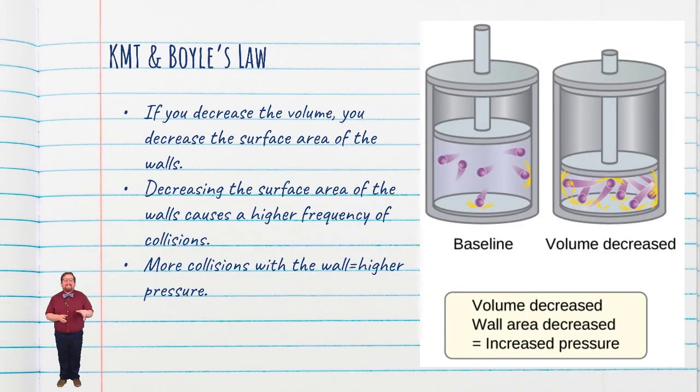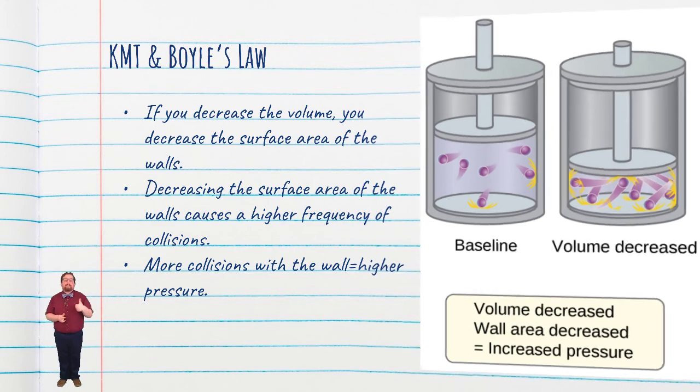Finally, Boyle's law said that the pressure and volume are inversely proportional. When we increase one, the other decreases. If you decrease the volume, you're decreasing the surface area of the container walls. When you do that, you cause a higher frequency of collisions. When you have a higher frequency of collisions, you have a higher pressure. Therefore, decreasing the volume increases the pressure.